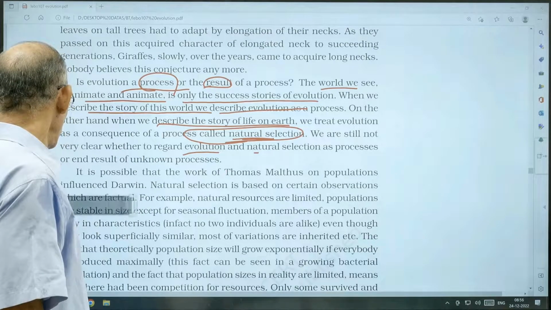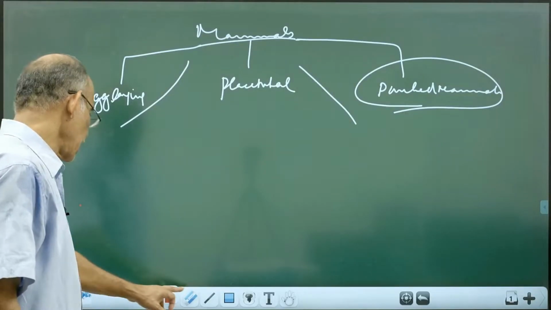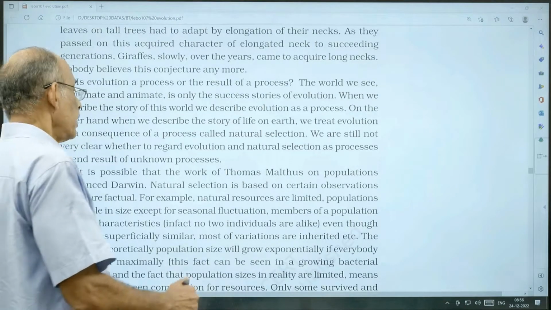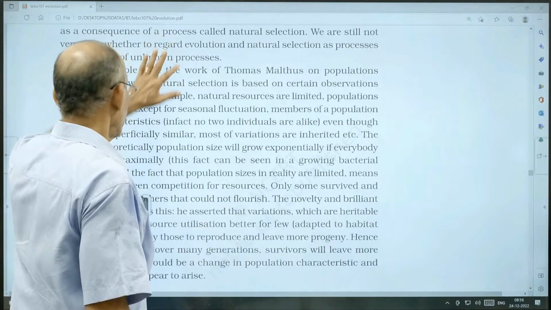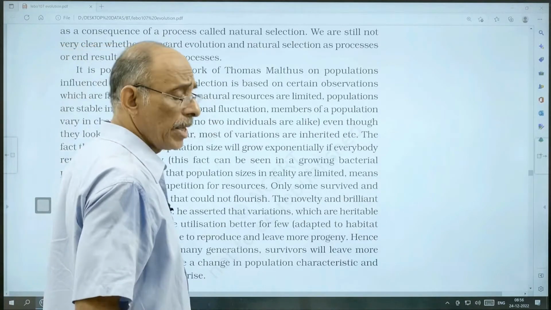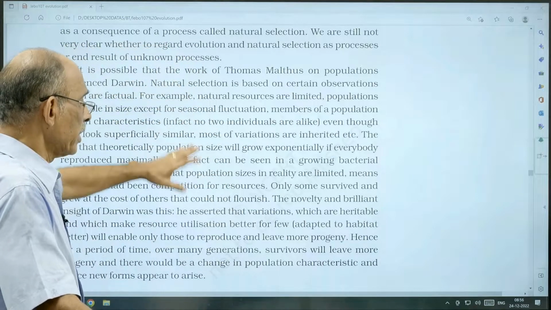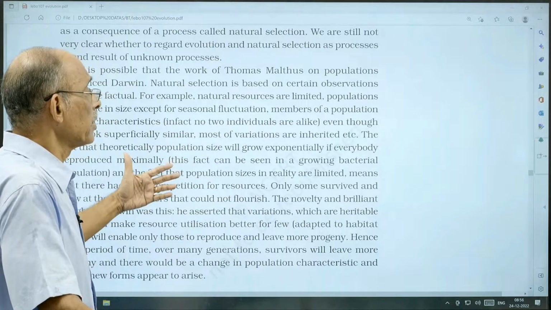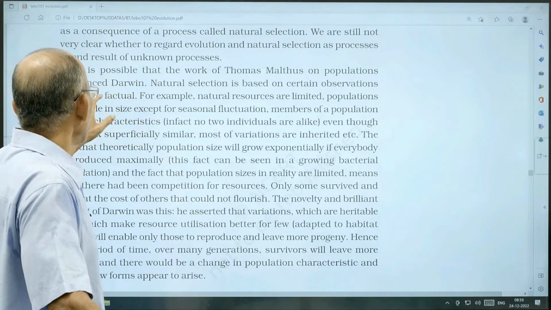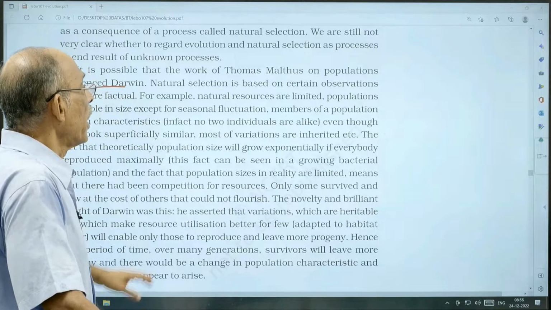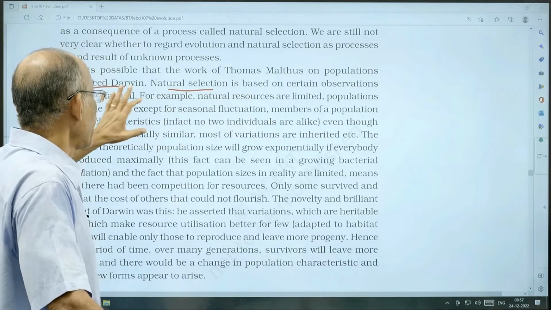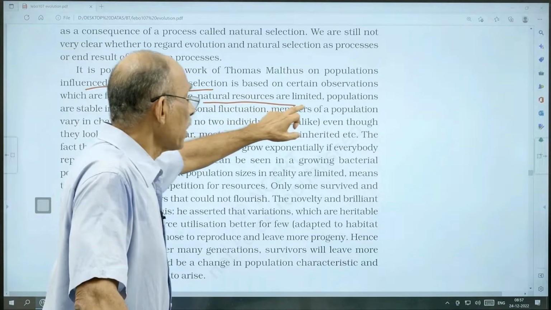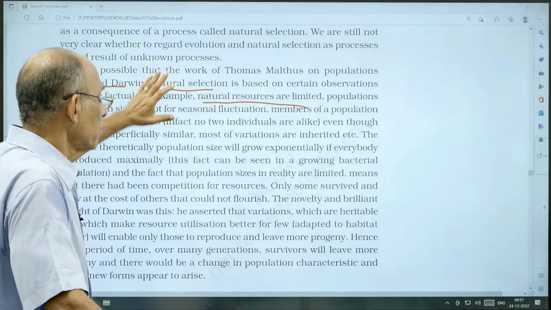And we still cannot regard evolution as either a process or an end result of a process. Now, Darwin was highly influenced by some scientists like Thomas Malthus. He is actually an economist, and some of his economic theories were converted by Darwin into his evolutionary theory. Thomas Malthus influenced Darwin. And Thomas Malthus said natural selection is based on certain observations. For example, natural resources are limited. That is the first statement.